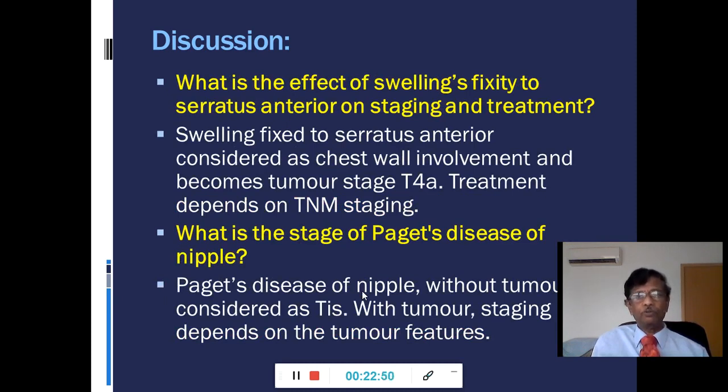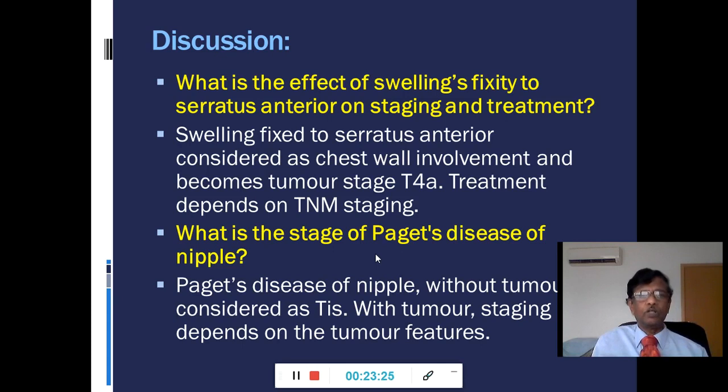Swelling fixed to serratus anterior is considered chest wall involvement and becomes tumor stage T4A. So treatment depends upon the TNM stage. When the tumor is fixed to the serratus anterior or even to the intercostal muscles or ribs, it is considered as T4A. The treatment further depends upon other factors such as nodal and metastatic factors. So, TNM stage.